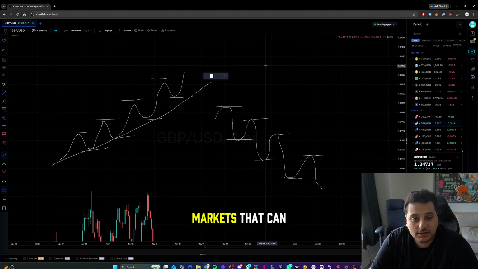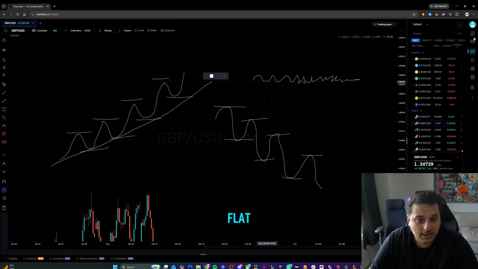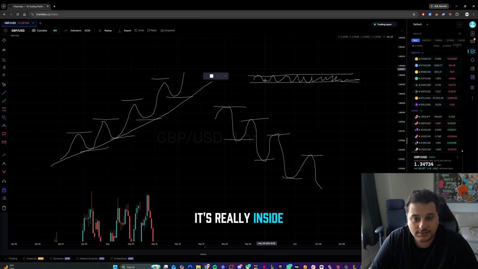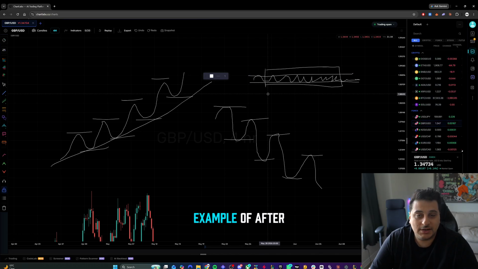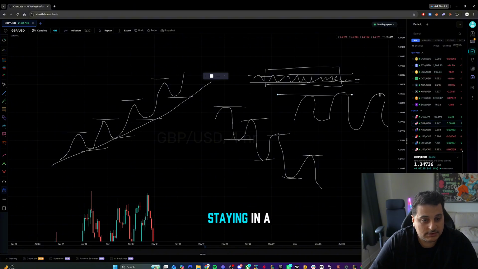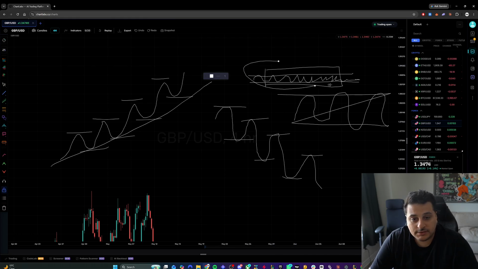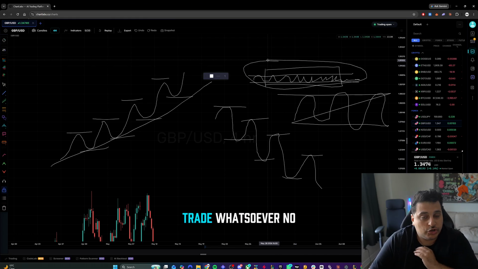Now, two other markets can happen. You have what you call a ranging market with no volume. Something that looks like this, where it's basically flat, but there's no volume, okay? It's really inside of a small box, right? Which I'll show you an example of after. Or you have a ranging market with high volume. Something that looks like this. It's staying in a box, but there's volume. Now, in this scenario right here, you don't want to trade whatsoever.